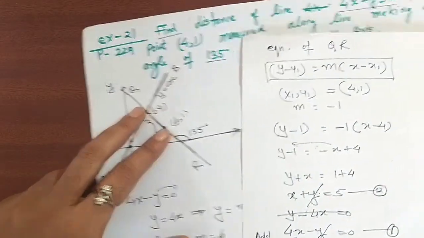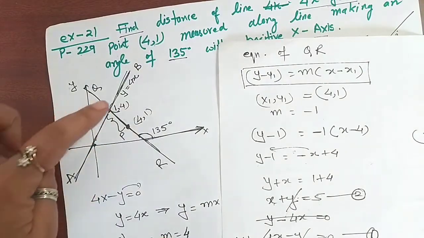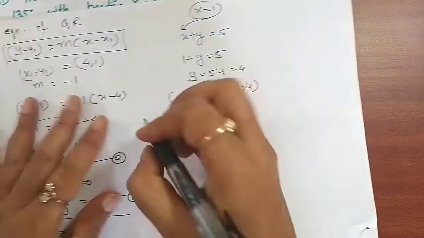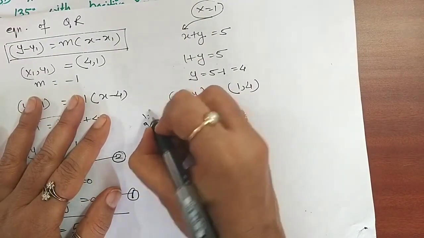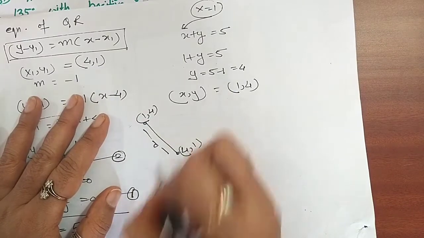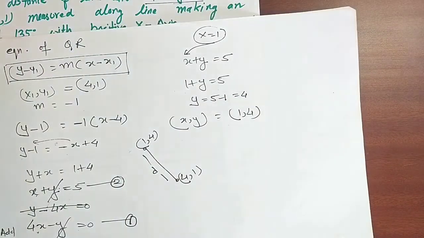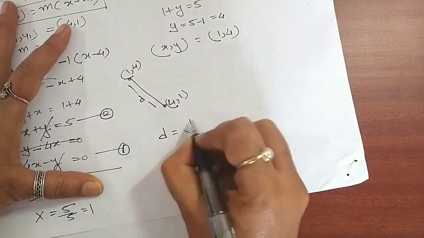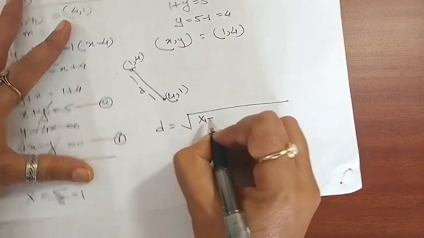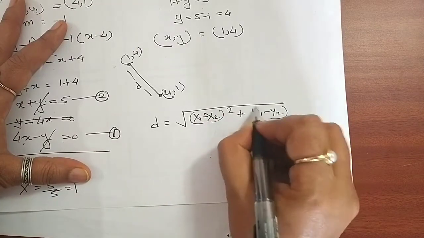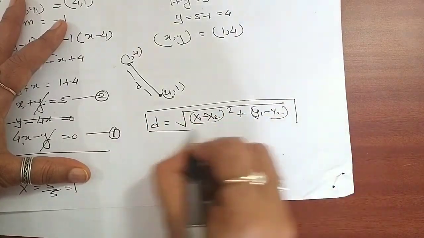Now I am ready to find the distance of these 2 points, (1,4) and (4,1). Only this they are asking. What they are asking is the distance between (1,4) and (4,1). This is my aim. And for this, the distance formula, as I already told you, is root of (x1 minus x2) square plus (y1 minus y2) square, correct, under root.